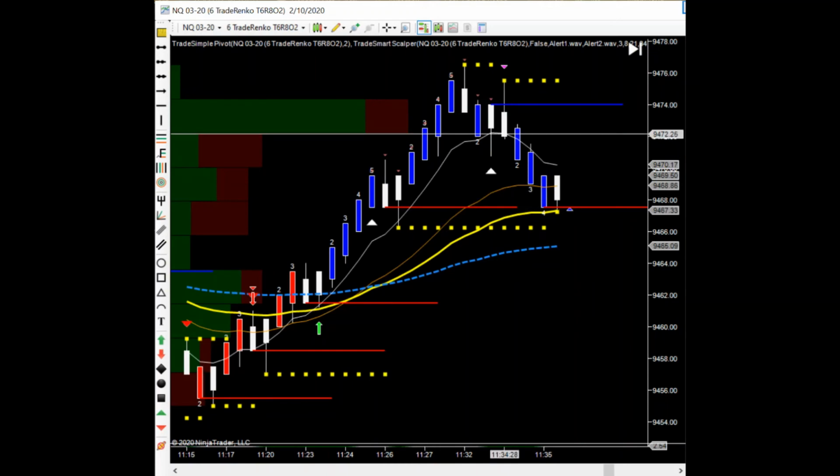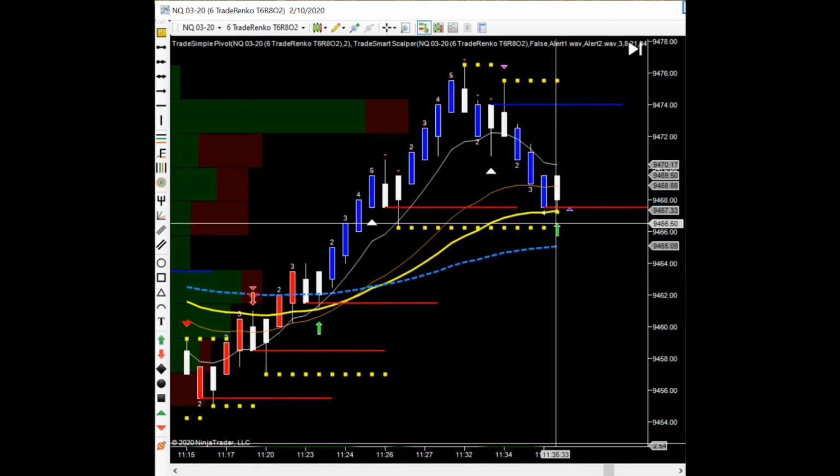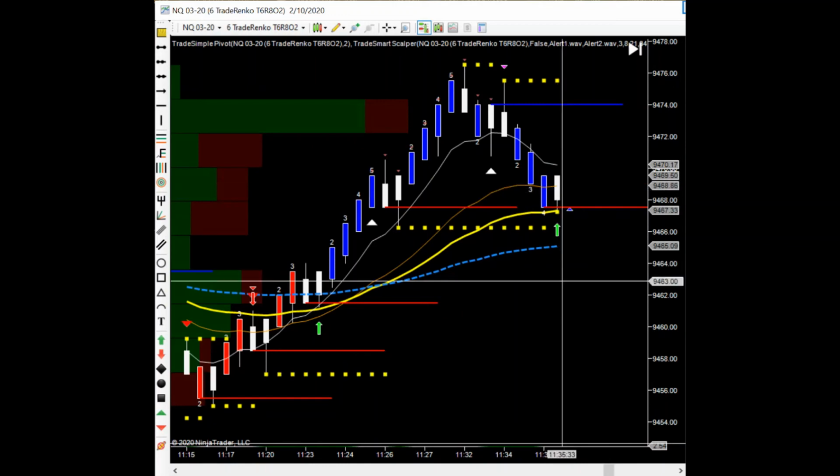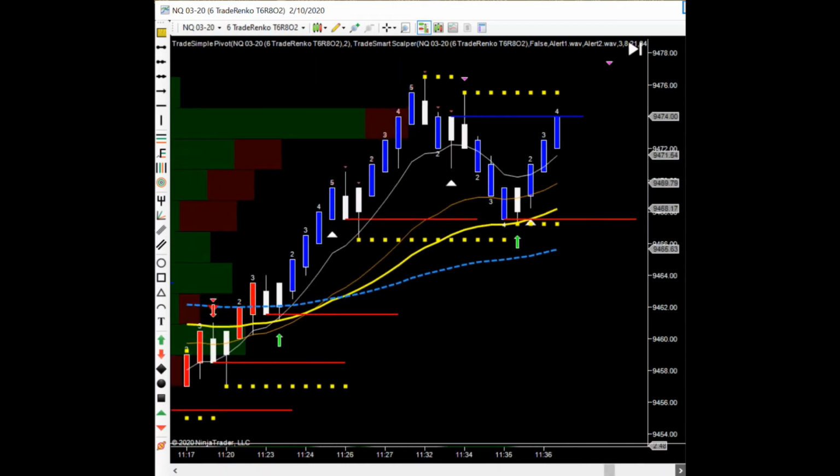So a nice move, nice retrace down to the yellow control line. The bar before it did not touch. I would normally like a longer tail, which is a more defined move. But we'll see what happens on this one. And that one was a winner.